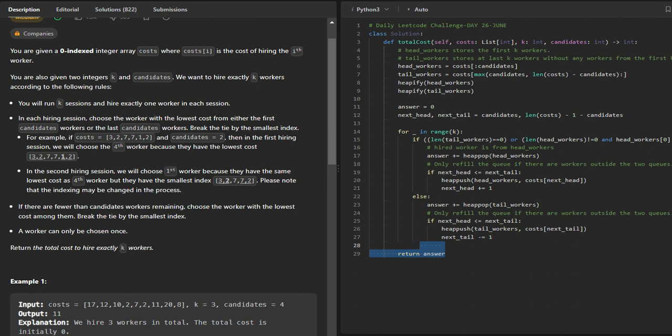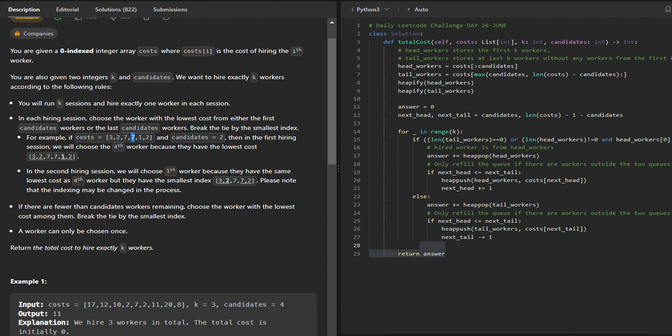Because we don't know where the minimum will come from. Suppose, for example, these are the first two workers and these are the last two workers. Suppose the minimum element comes from this. The minimum element for the first one will be executed, right? First the one will be removed. Once I remove that one, I need to fill something in the tail workers, because one is removed. I need to fill that again to ensure that there are enough workers in the tail workers. So I have to insert 7 there.